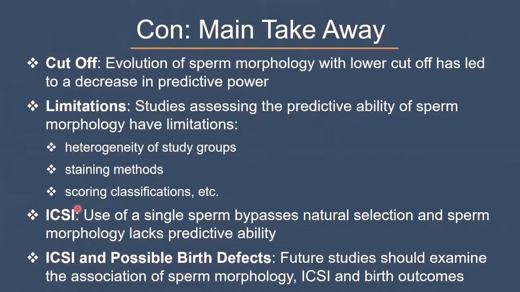If we specifically look at ICSI, the use of one single sperm selected by the embryologist, which is then injected into the oocyte, actually bypasses all natural selection processes, and therefore morphology seems to have no impact, except in the end the DNA must be normal, and there must be normal DNA integrity. But with regard to possible birth defects in ICSI, more studies are necessary to examine this association between possible birth defects, birth outcome, and the impact of sperm morphology.